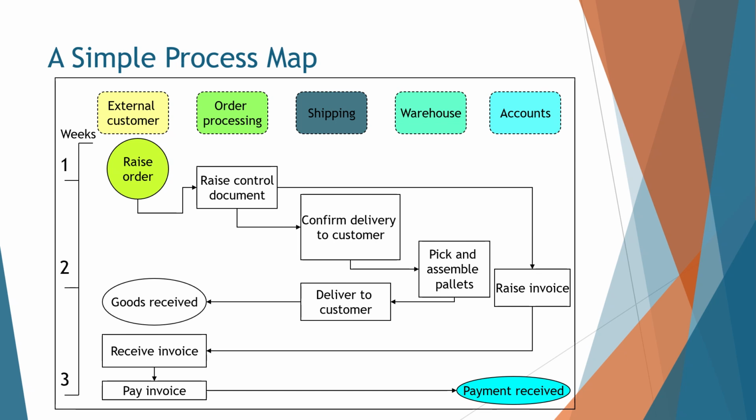And I've seen simple process maps, examples students have done that are even more simple than this one being provided, okay? So it doesn't even have to be this fancy unless it's required, okay? So you've got your external customer, you've got order processing, you've got shipping, the warehouse, and the accounts.